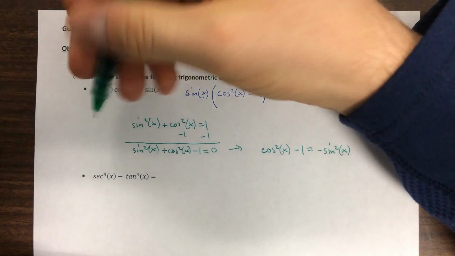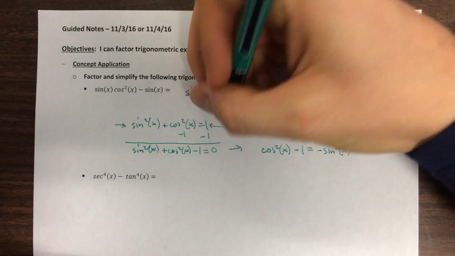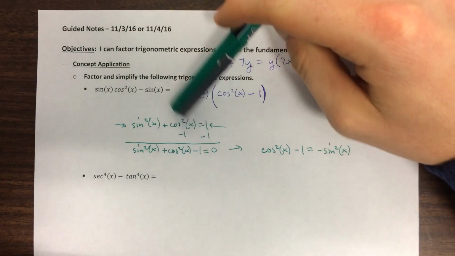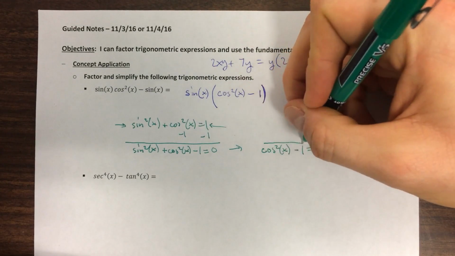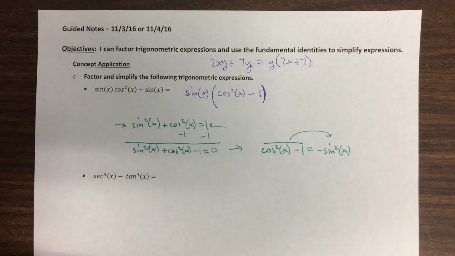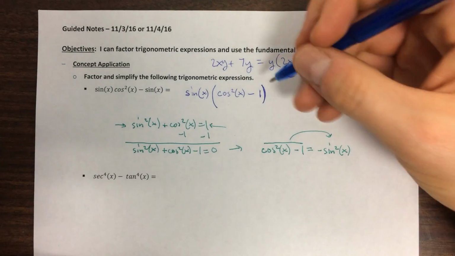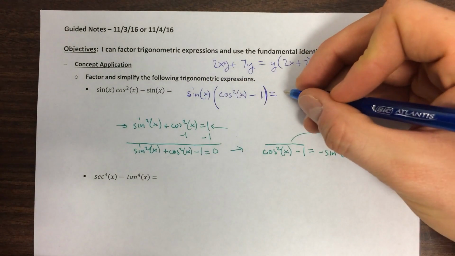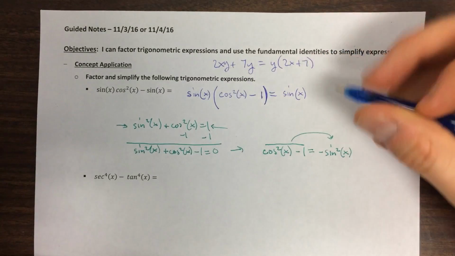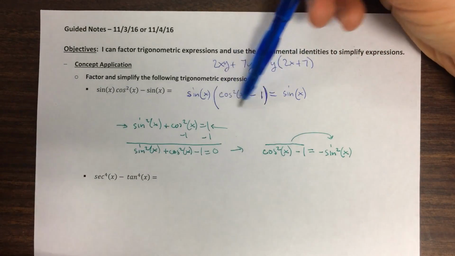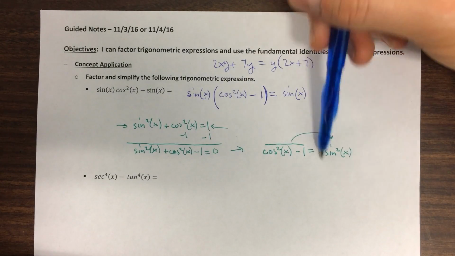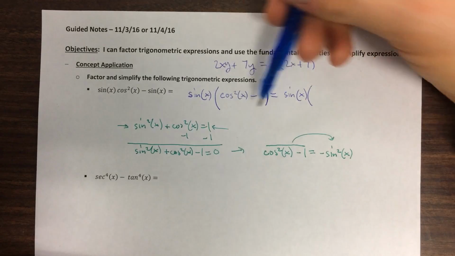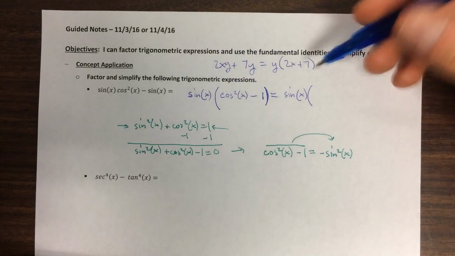So we manipulate this identity. This is a Pythagorean identity. We manipulate that identity to get cosine squared minus 1. We see that this is the same as, or sorry, negative sine squared. And so what we can say is we didn't do anything to the sine, that sine stays there. But we can say that cosine squared minus 1, which is here, is equivalent to negative sine squared. They are the same. So that means I can replace cosine squared minus 1 with negative sine squared x.